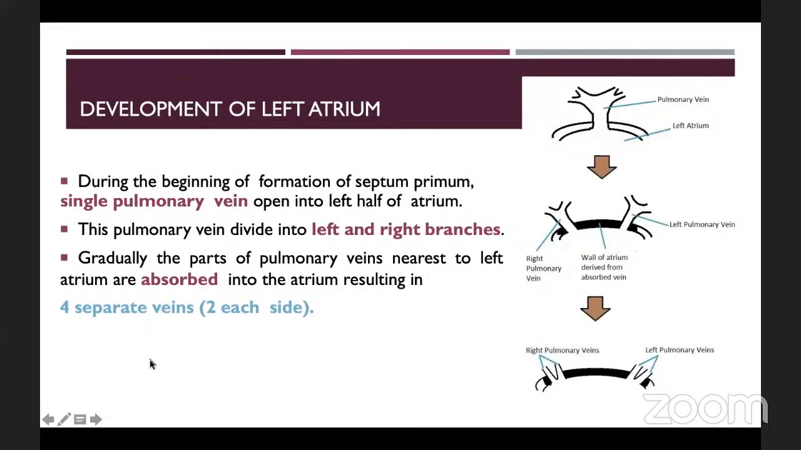Development of the left atrium. During the beginning of the formation of the septum primum, a single pulmonary vein opens into the left half of the atrium. Here, this pulmonary vein divides into the left and right branches. Gradually, the parts of the pulmonary vein nearest to the left atrium are absorbed into the left atrium, resulting in four separate veins, two on each side, in this picture.